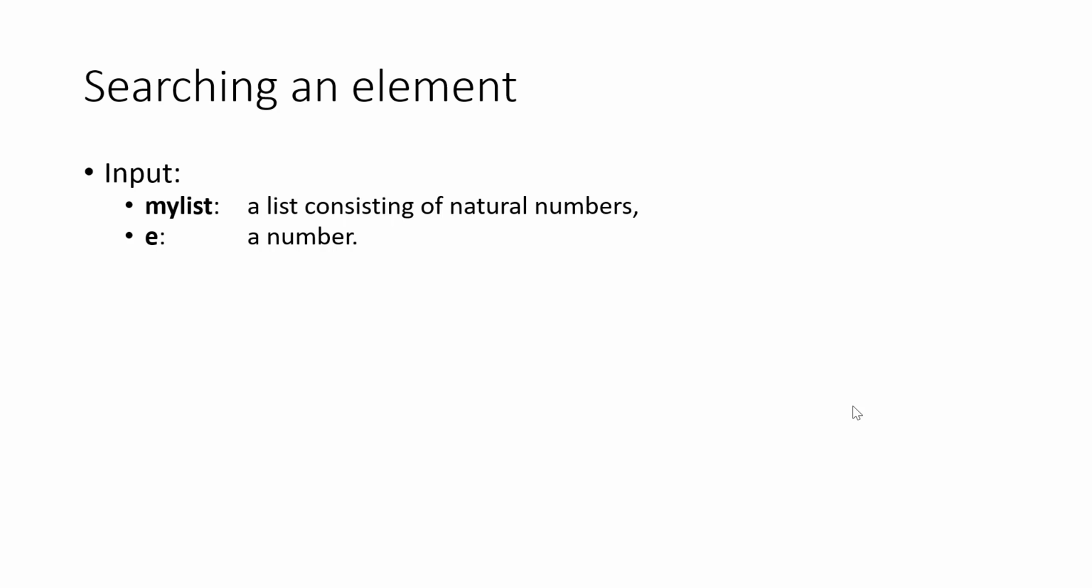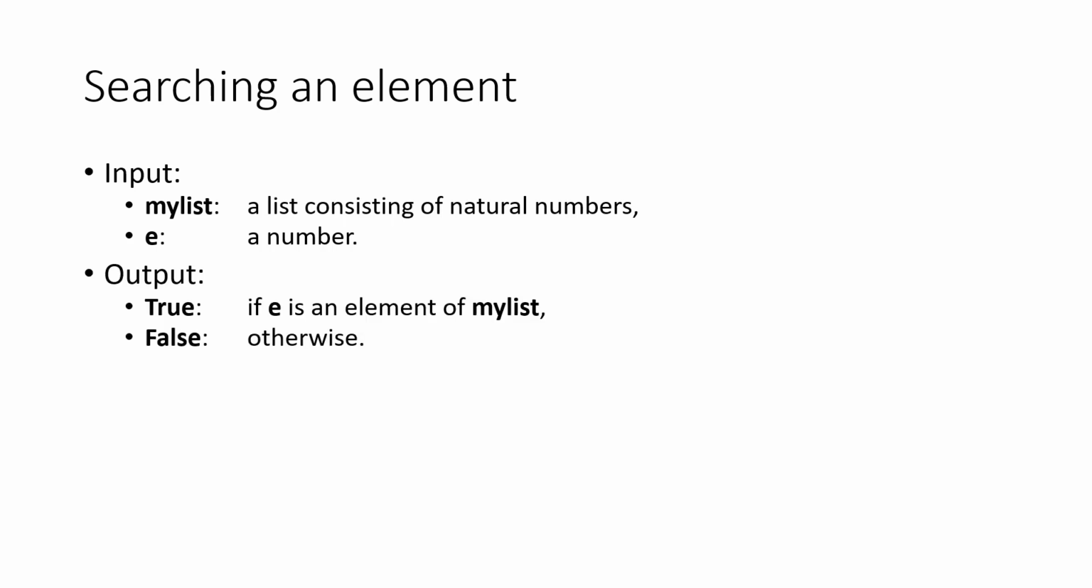So our input will consist of the list in which we want to search. Suppose it consists only of natural numbers, and an element e, which is again a number, and we want to search for this in the list. If it is present in the list, we'll output true. And if it is not present in the list, we'll output false.